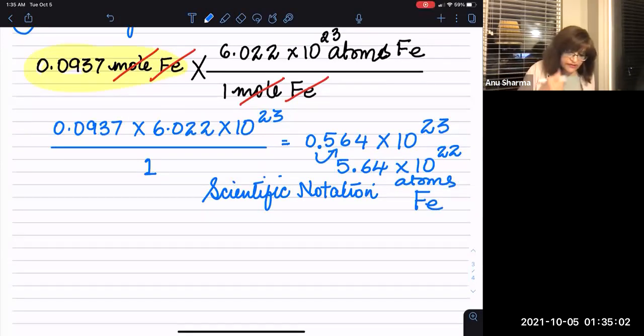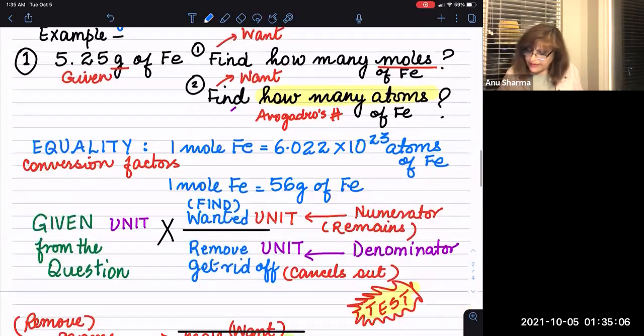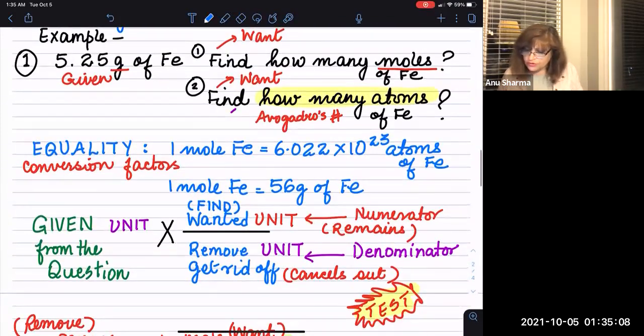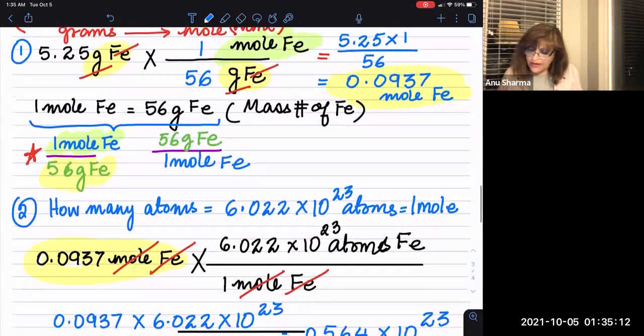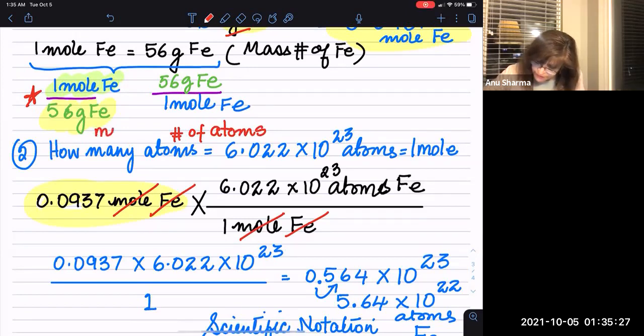Okay, so these are the grams to moles conversions. And the second one is the moles to the number of atoms conversion, which can also be seen as grams to the number of atoms conversion. So let's put this here: the moles to the number of atoms conversion.